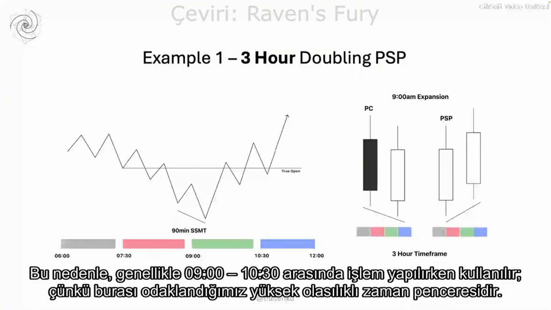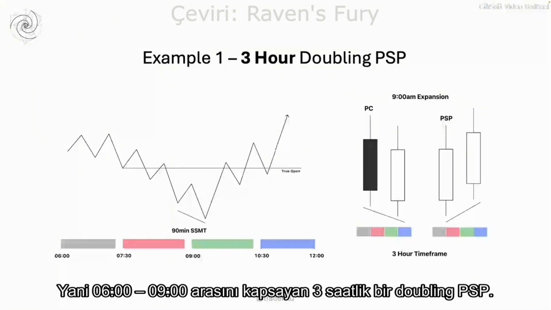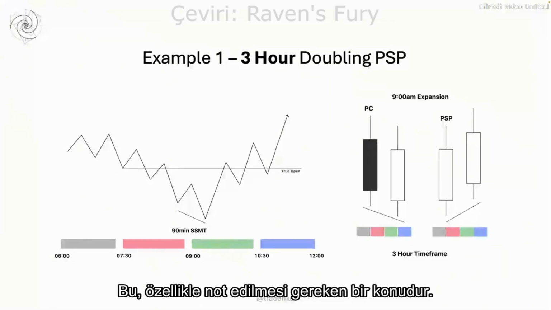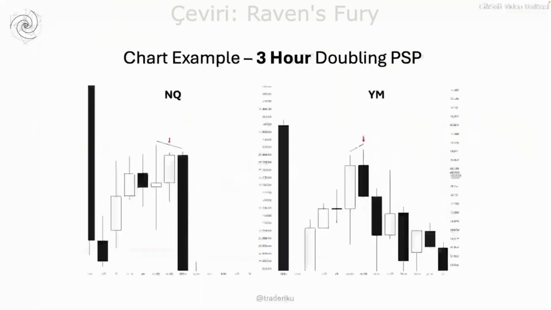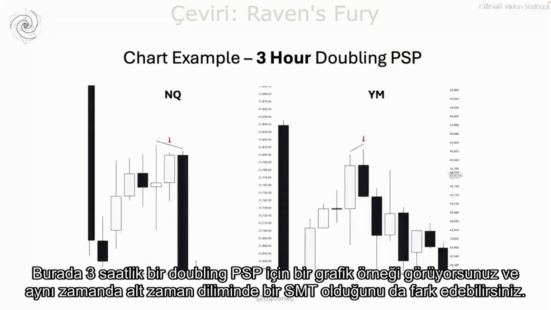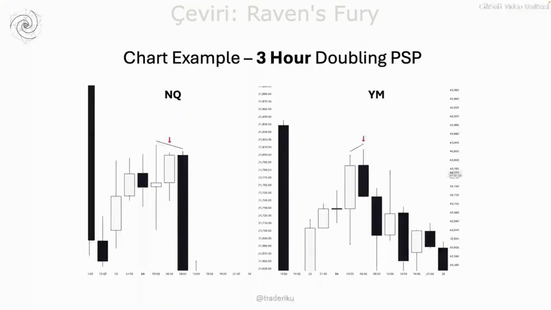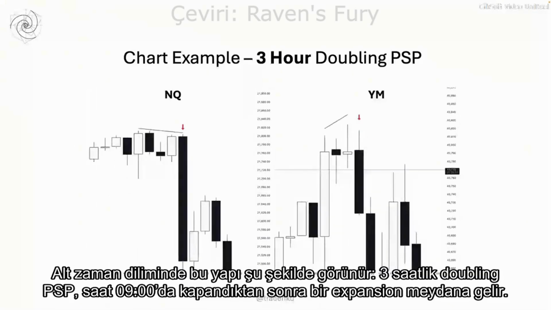So this can typically be used when trading 9 to 10:30, which is the high probability time window that we focus on. So a 3-hour doubling PSP from 6 to 9 AM is something to take note of. Here is a chart example of a 3-hour doubling PSP, and you can see how there is a lower time frame SMT as well. On a lower time frame, it would look like this, where we have an expansion after the 3-hour doubling PSP closes at 9 AM.